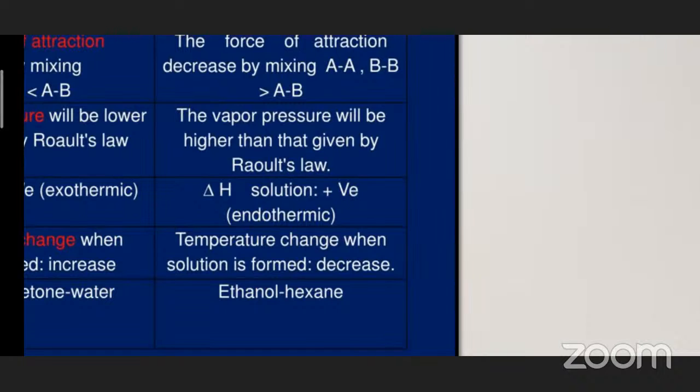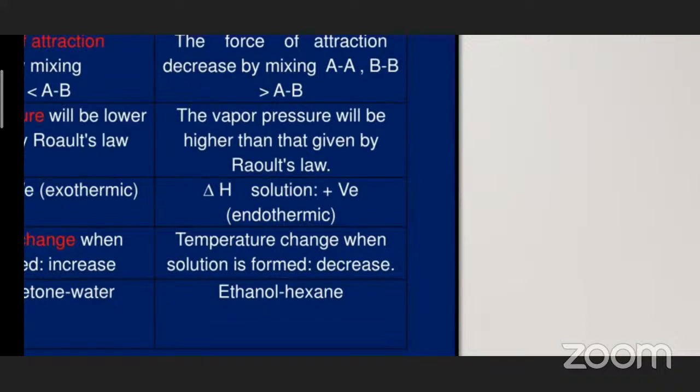Heat of solution is positive means what? Here, the molecules are taking the energy from the surroundings. So whenever the molecules are taking energy from the surroundings, what happens? Their energy increases. Yes or no? When they are increasing their energy, they will move away. Once they are getting the energy, they are easily going into the vapor phase. So because they are going easily into the vapor phase, the vapor pressure will be higher.